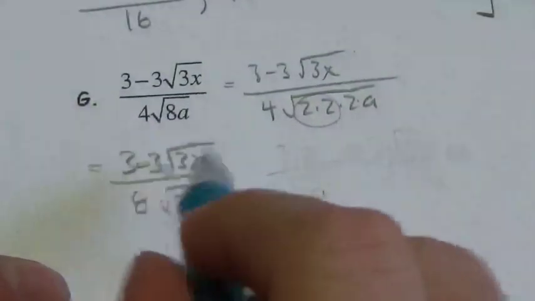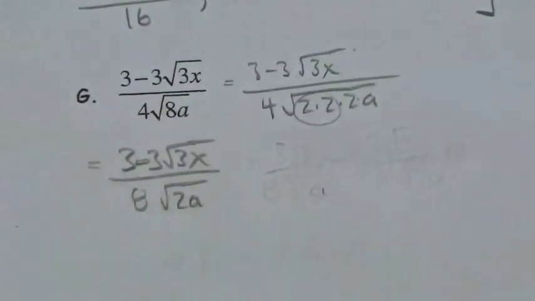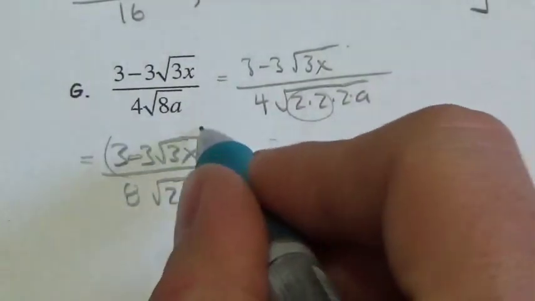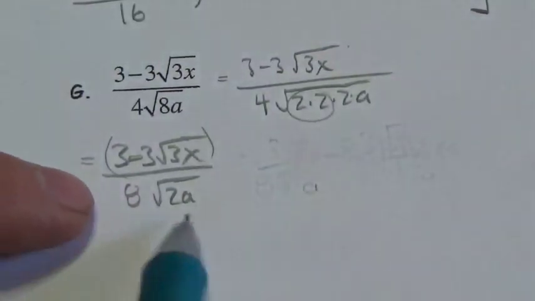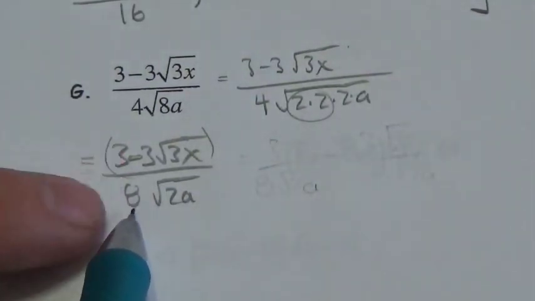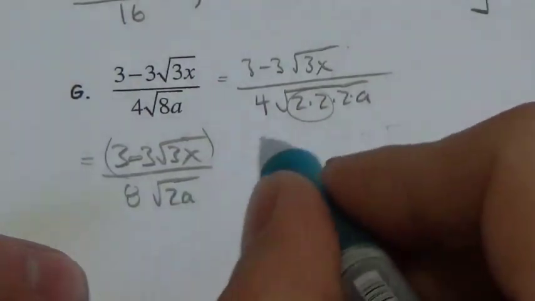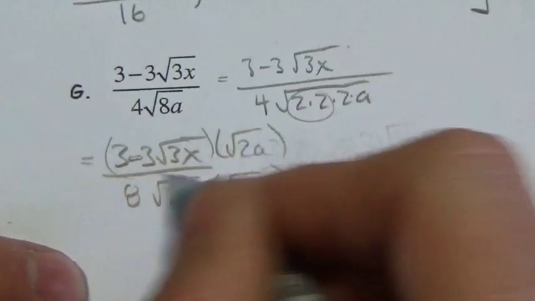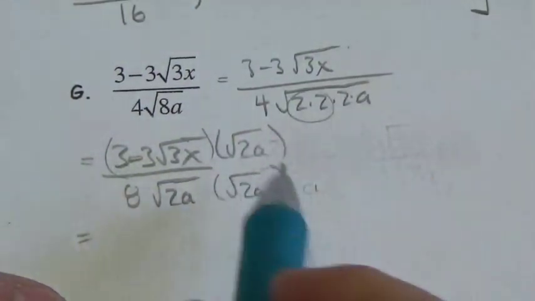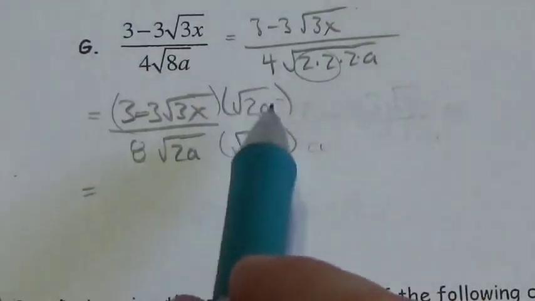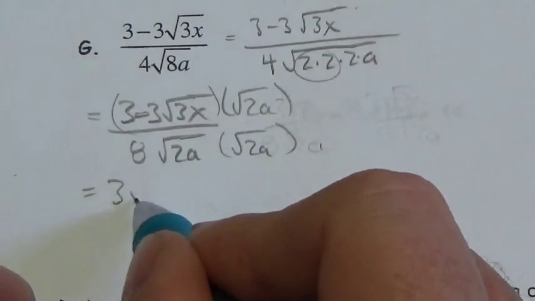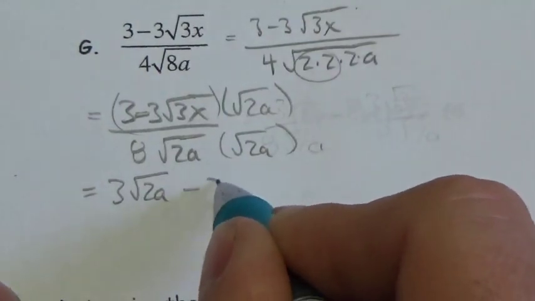So I can't just divide that root 3x by this root 2a and expect something to disappear. But I also can't sit with this root 2a in the denominator. That 8 is not my problem, though. The 8 is not the issue. It's the root 2a. So I'm going to multiply numerator and denominator by root 2a. Now, up in the numerator, I'm going to have to distribute that root 2a to both terms. So this will become 3 root 2a minus 3.